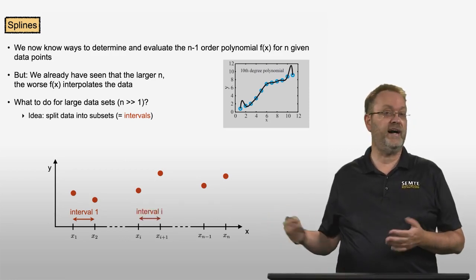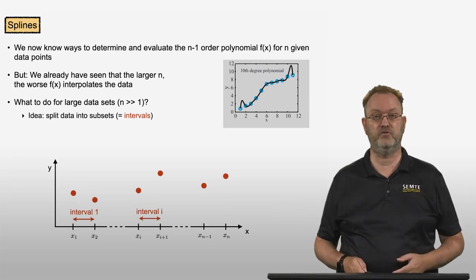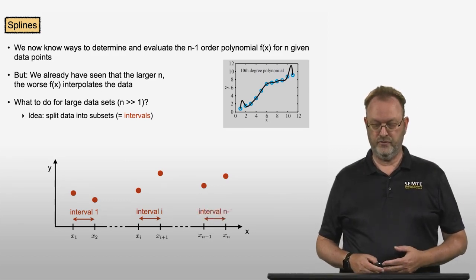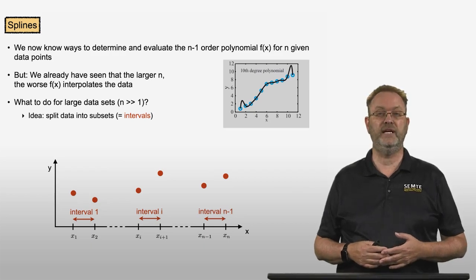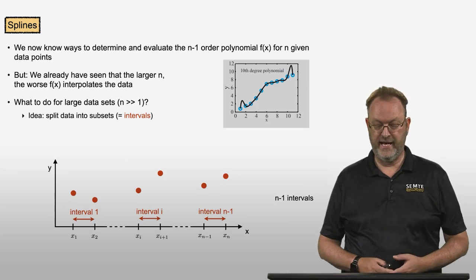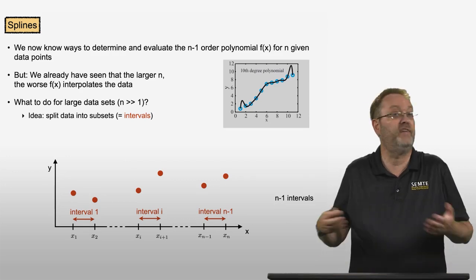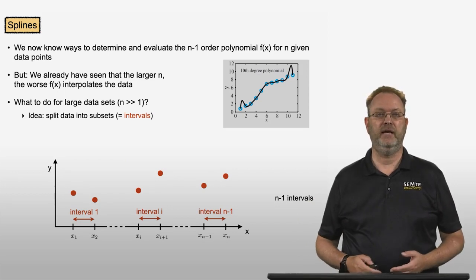And if I go to the ith interval, that would be between data points xi and xi+1, all the way to the (n-1)th interval. That would be between x sub n-1 and x sub n. Okay, so if I have n data points, I will have n-1 intervals.